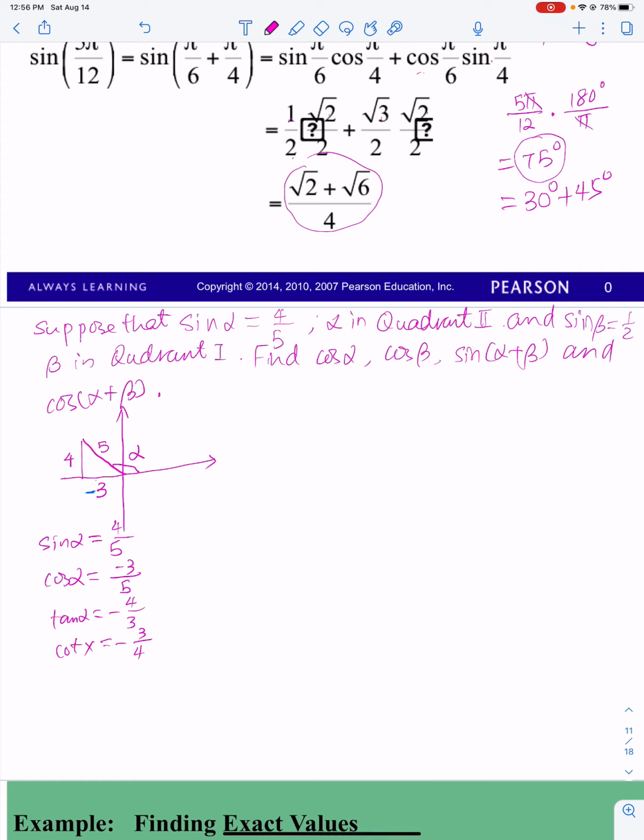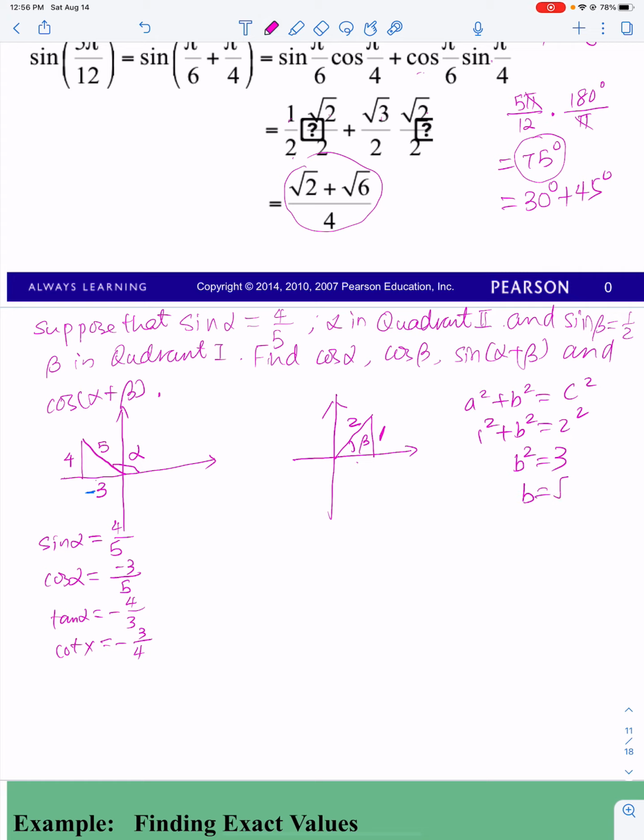And what will be the next one? Sine of beta equals a half. What will you do? You draw the angle in the quadrant, beta. Sine is opposite over hypotenuse. It's 1, 2 here. How could you find this one? a squared plus b squared equals c squared. So it's 1 squared plus b squared equals 2 squared. So b equals what? 4 minus 1 is 3. So b equals plus or minus square root of 3. b equals square root of 3.